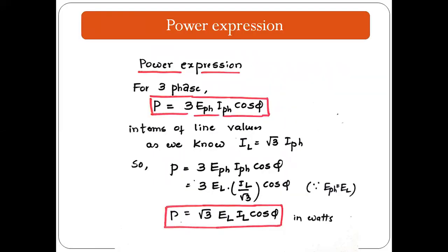So the power expression we can write for a three phase, it is the same. P is equal to 3 E phase I phase cos phi. But if you want to write in terms of line, in this case we have IL is equal to root 3 times I phase. Substituting that in the above equation, we'll get the equation in terms of root 3 EL IL cos phi. Whatever value we are getting is in watts, because it is power that we are measuring in terms of watts.